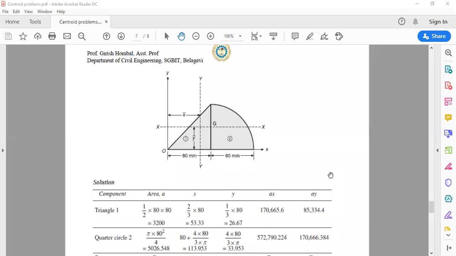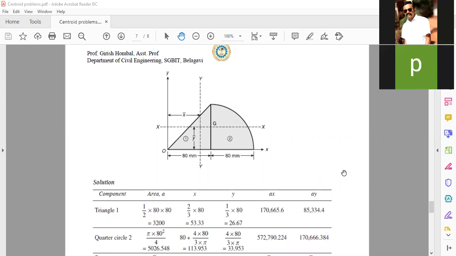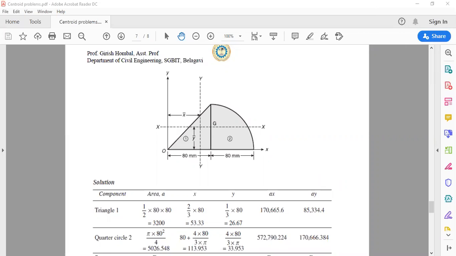Good morning, students. In today's class, we are going to solve some more problems on CG, that is center of gravity problems. In the previous class, we have solved simple problems wherein we had only combination of rectangles in the given figure, but in today's class, we shall take up the different geometrical figures.